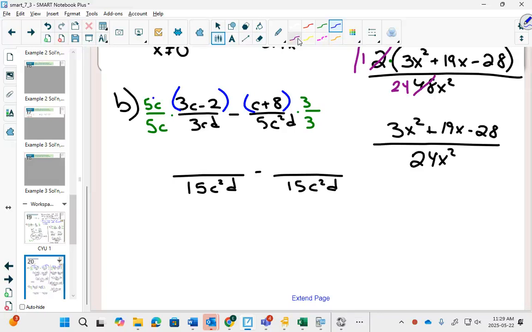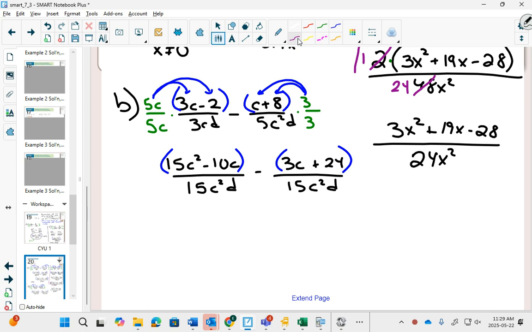And that's also important because we have to distribute. That 3 would get multiplied by both of those things. The 5c gets multiplied by both of those things, which will give me 15c squared minus 10c and 3c plus 24. And again, this is now grouped together, this is grouped together. We have a common denominator, so we're going to get 15c squared d.